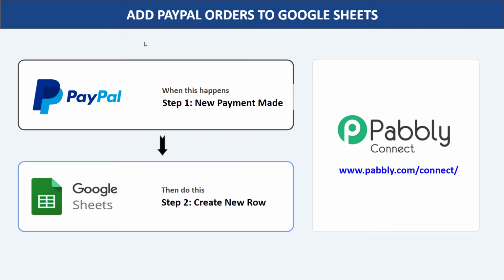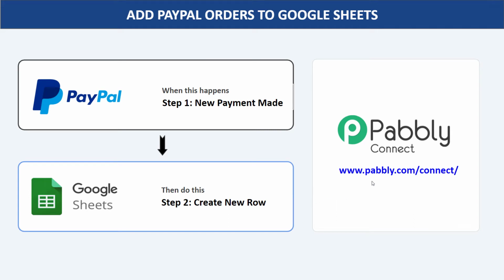Hello everyone. So in this video we will learn how to automatically add PayPal orders to Google Sheets. So the idea is that if someone makes a purchase on PayPal for a product on my online store, the details of that transaction will be automatically added into Google Sheets.